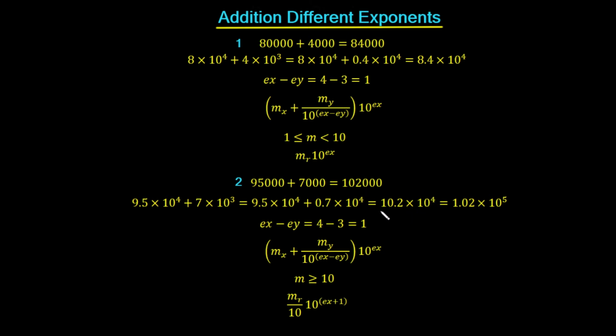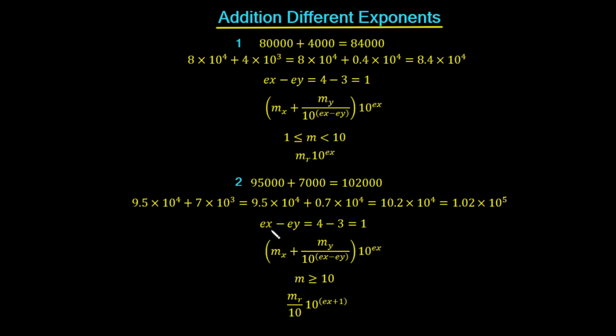But you can see here now that this is not normalised, because this number has to be a number between 1 and 10, but the number here is actually greater than 10. So whenever we do the normalisation, we're going to have to make this smaller. So that's going to have to be 1.02, and if we make that 1.02, we're going to have to make this one larger. So this is going to be 10 to the power of 5. So our final normalised answer is 1.02 times 10 to the 5.